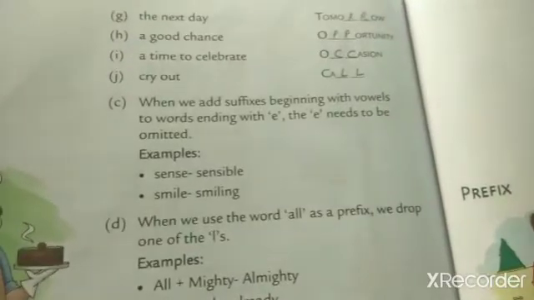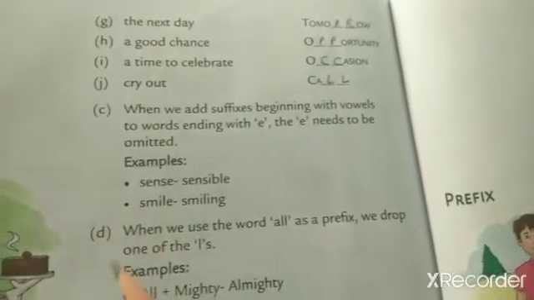Now we'll continue with the explanation. The first two rules are clear to you now. Now we'll start with the third rule to see how to write a spelling.